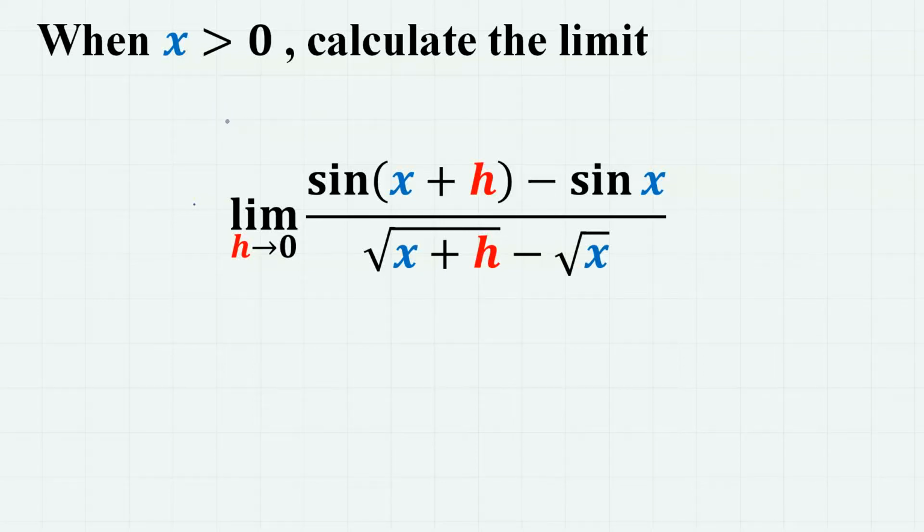Today we are going to calculate the following limit. It says: limit when h approaches 0 of (sine(x plus h) minus sine x) over (square root of (x plus h) minus square root of x). And here I will present you 4 methods of doing that. So let's get right on to it.